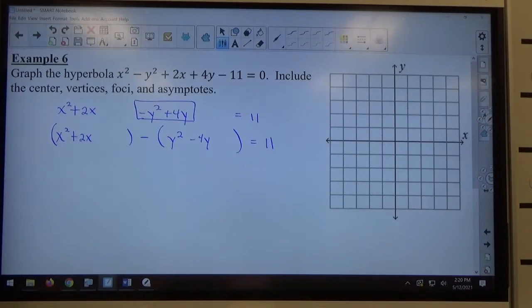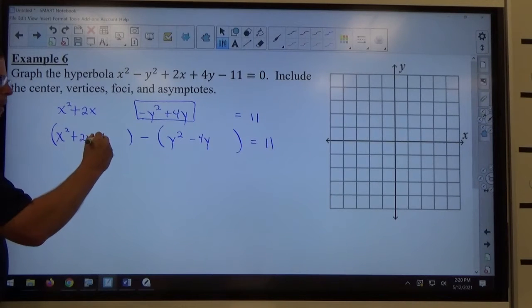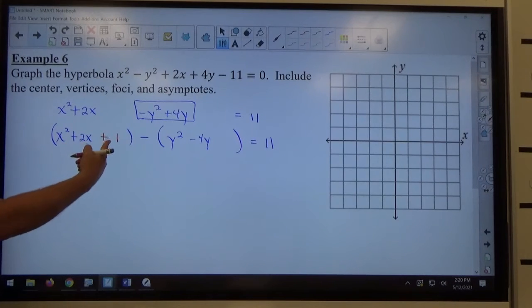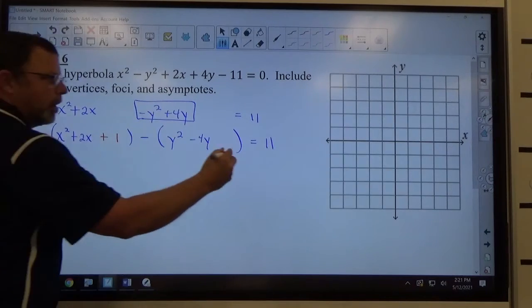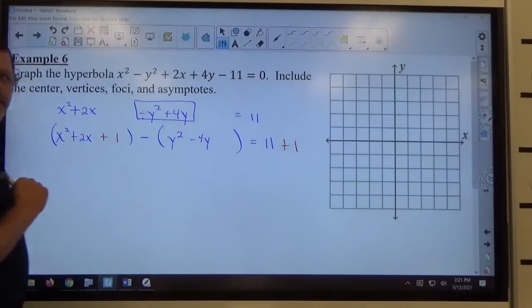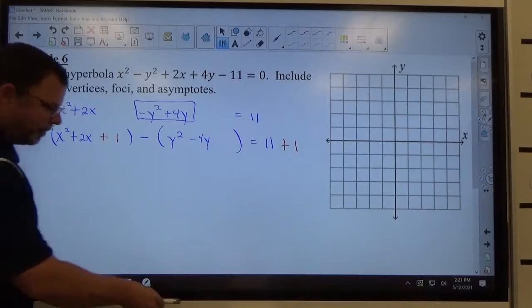Okay, now if I complete the square like I did before, half of 2 is 1, 1 squared is 1, so I'm going to do plus 1 here. But in reality, I'm doing 1 times what? 1, which is still 1, right? So nothing's out here messing with this. So I put a plus 1 in, I get a plus 1 out. Nothing weird about that one.